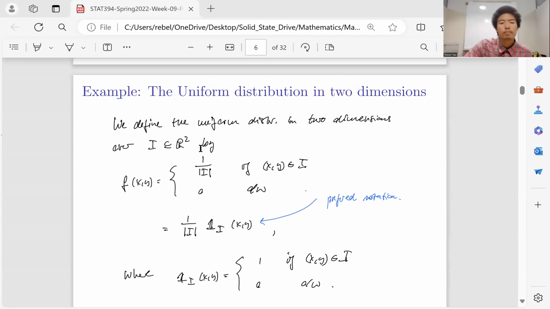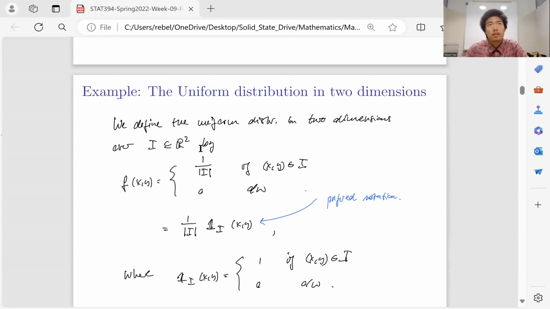Okay, let's see the next one. Uniform distribution is very common in discussions of distribution examples. Here I want to introduce some very interesting definitions of uniform distribution. It is the same density over all of the rectangle, right? We define the uniform distribution on a two-dimensional interval as follows: if the point is in I, then the density is 1 over |I|, where the absolute value means the area. So this is the area of I.